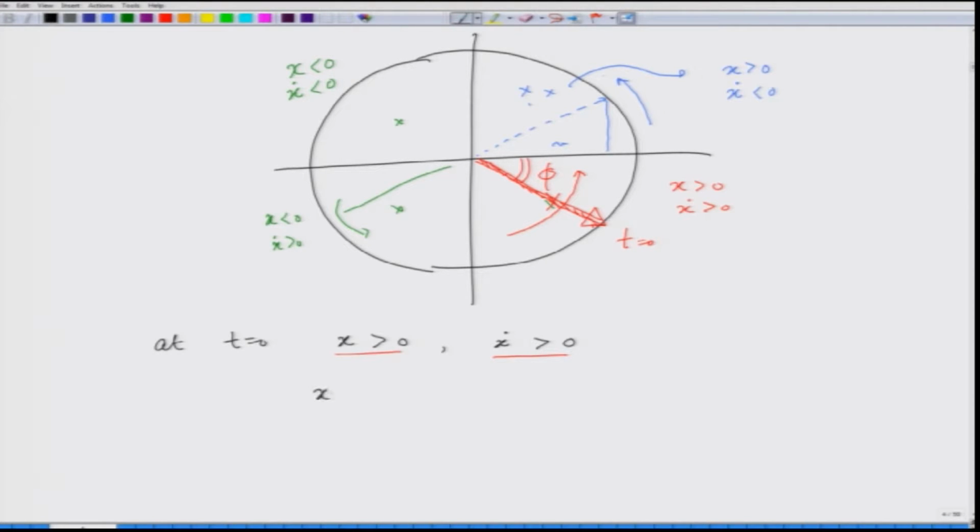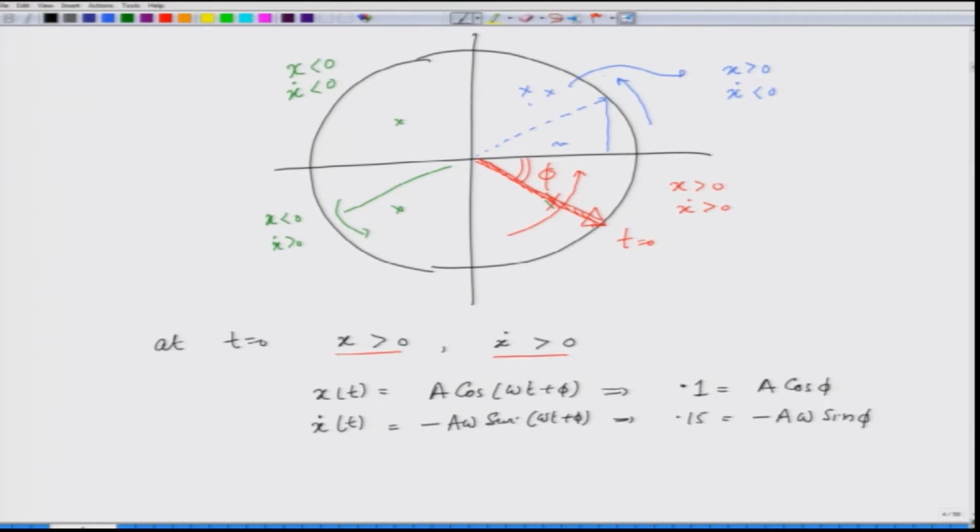So, you are given x(t) equals A cosine of omega t plus phi, which gives me that 0.1 is equal to A cosine of phi. x dot(t), which is equal to minus A omega sine of omega t plus phi, implies 0.15 is equal to minus A omega sine of phi. You can immediately see that this is my equation 1, equation 2.